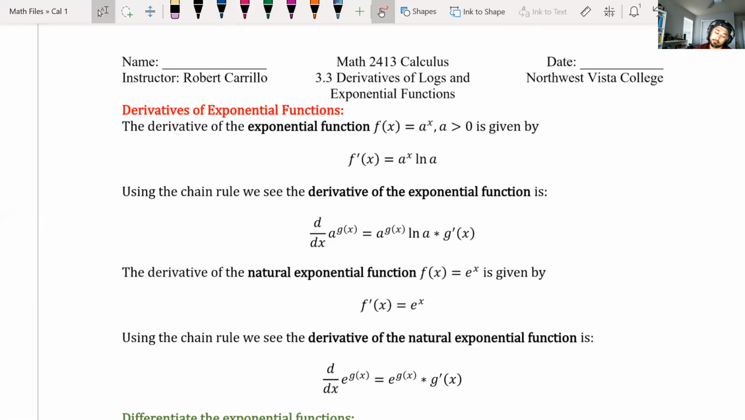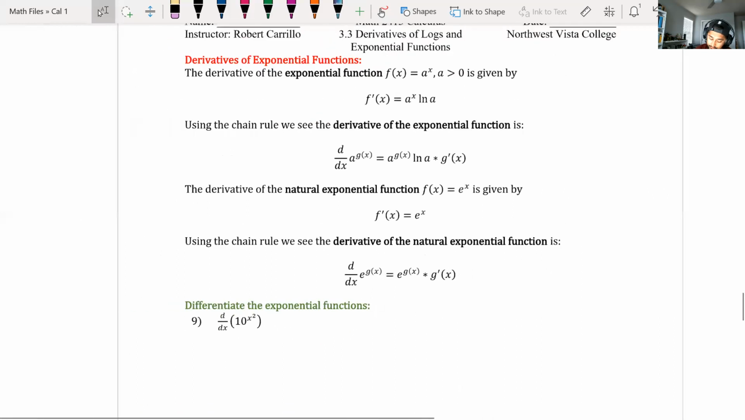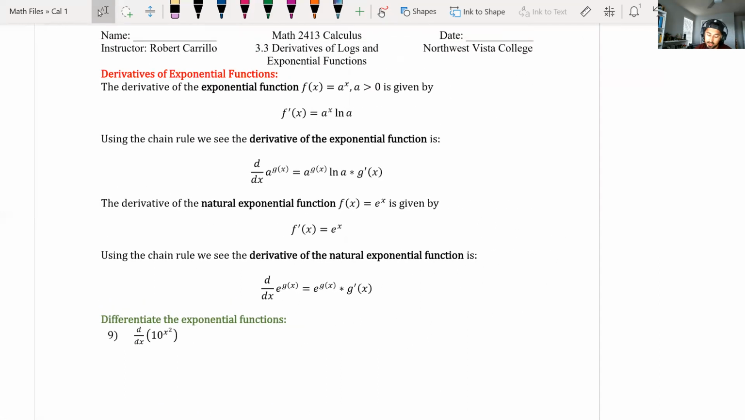Those are your derivative formulas for exponential functions. So let's go ahead and try them out. Number 9, you have d over dx of 10 to the x squared. This is going to use the chain rule derivative for regular exponential functions. So the derivative is going to be the same function times the natural log of the base times the derivative of the exponent. So if we follow that formula exactly, what am I going to write?